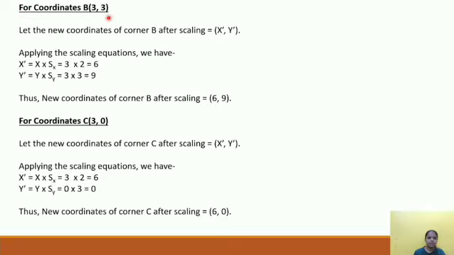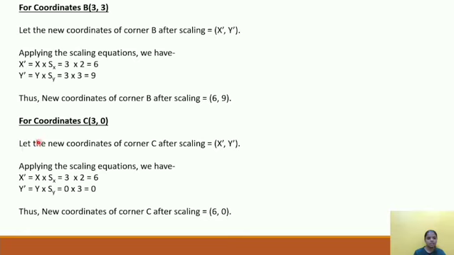For coordinate B (3, 3), let the new coordinates of corner B after scaling be x' and y'. Applying the scaling equation, x' equals x into sx, where x is 3 and sx is 2, equals 6. y' equals y into sy, as here y is 3 and the scaling factor in y direction is also 3. When we multiply, we get 9. The new coordinates of corner B after scaling become (6, 9).